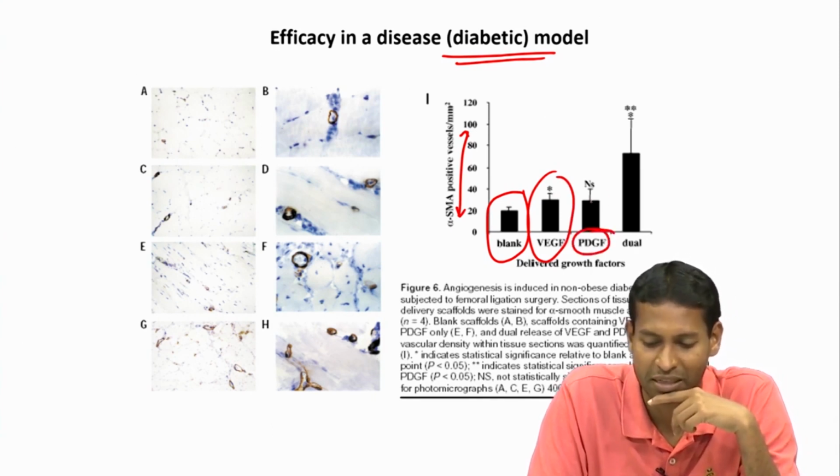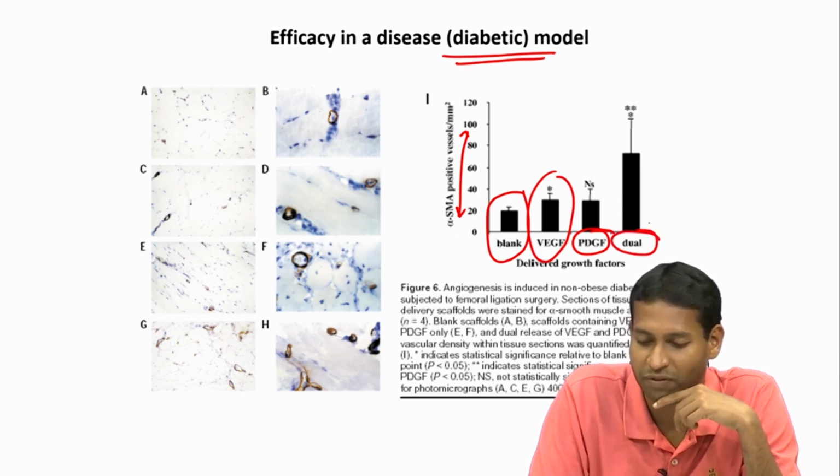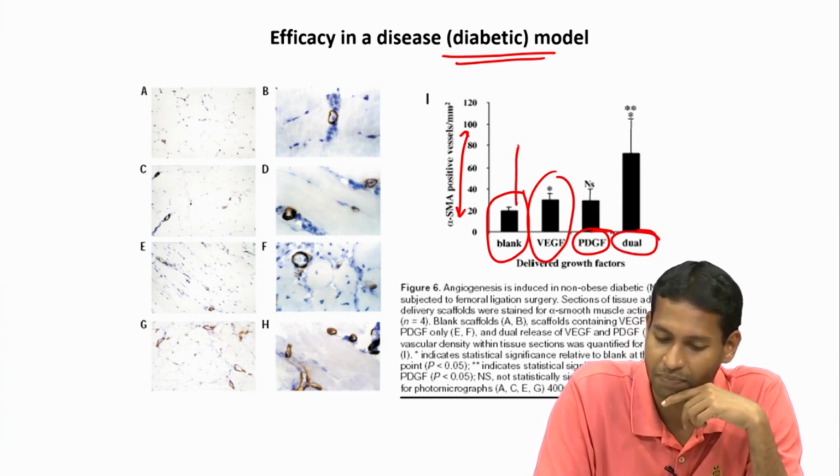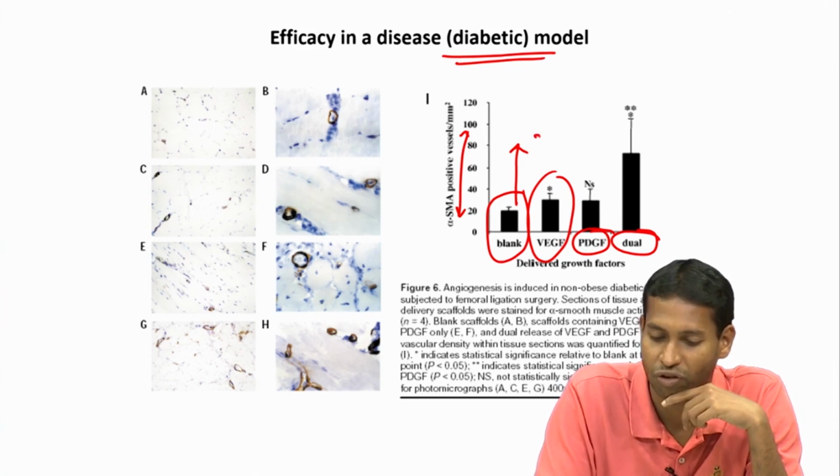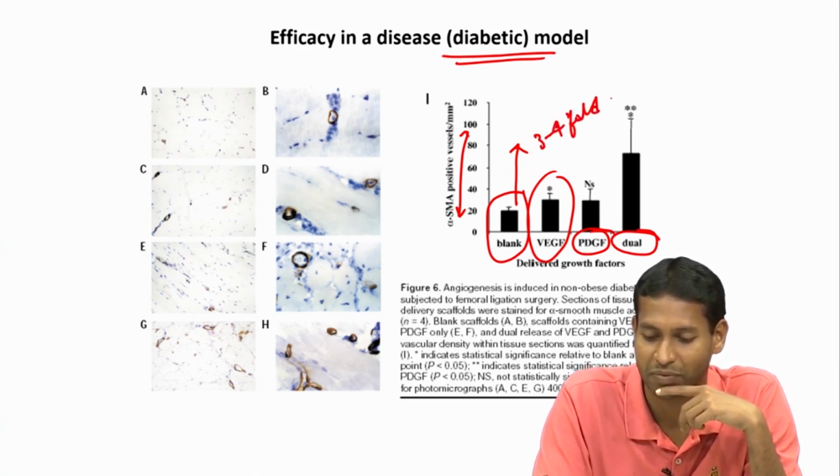With PDGF they do not really see much enhancement, but if they release both of them they see quite a long jump, almost 3 to 4 fold higher number of vessel cells being in the vicinity.